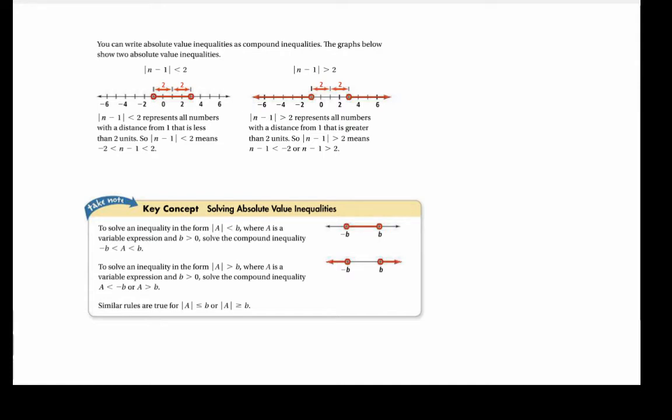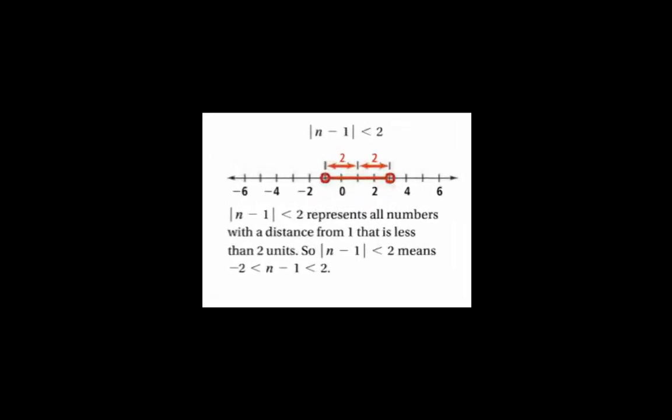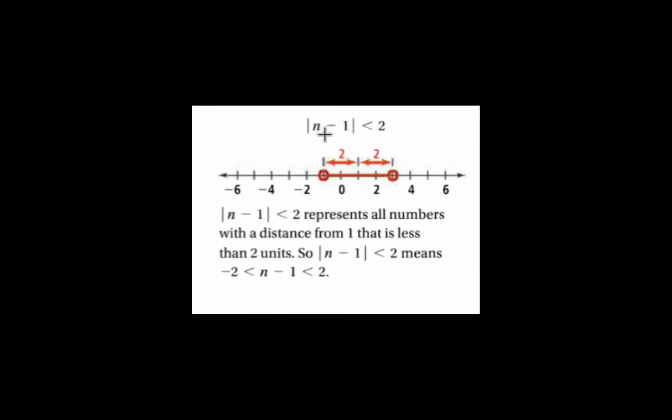The graphs below show 2 absolute value inequalities. So the first one here on the left, we have the absolute value of some expression n minus 1 is less than 2. So what this is saying is that we have something here that's less than 2 units away. So here is our n minus 1. We're actually at 1, and all the solutions are going to be within 2 units, either left or right of that value. So we can take that and write that as a compound inequality as such right here. -2 less than n minus 1, which is less than 2.